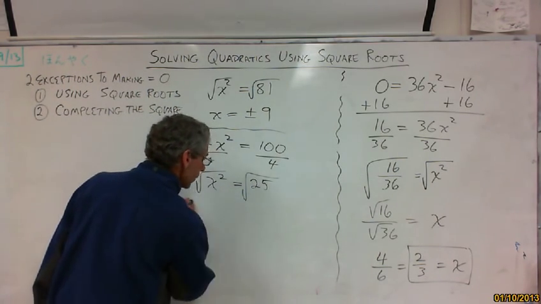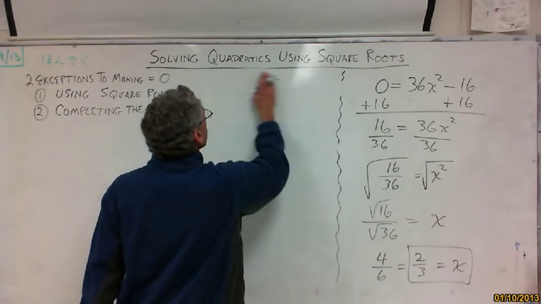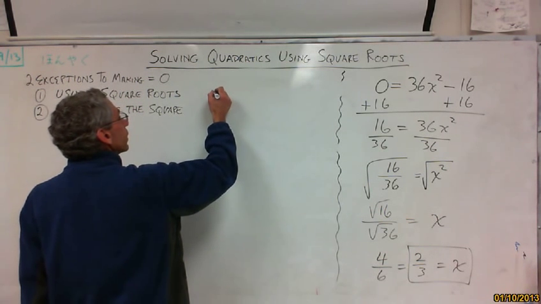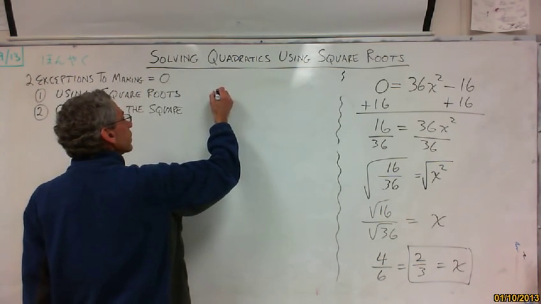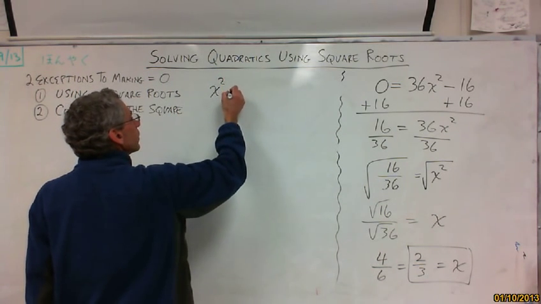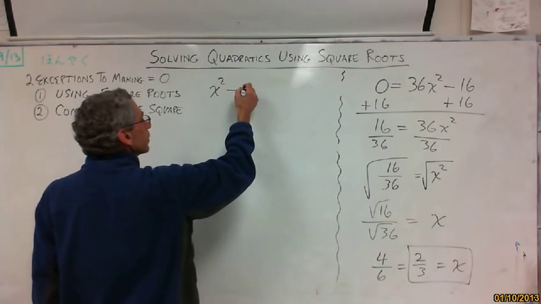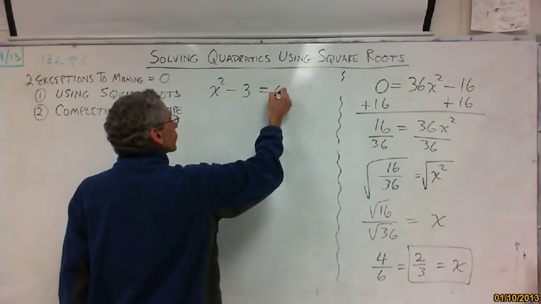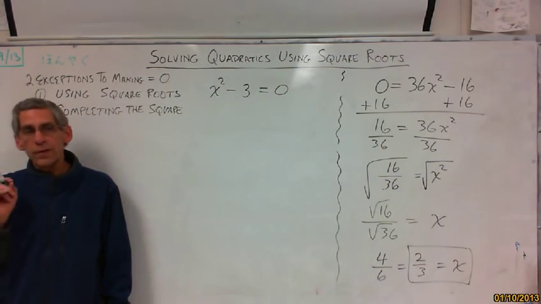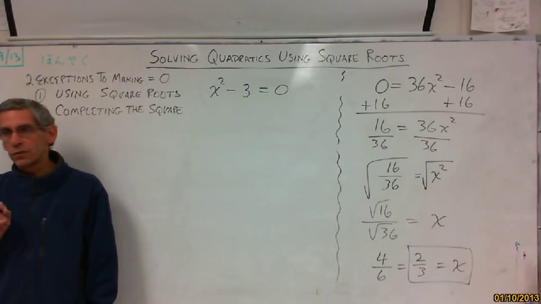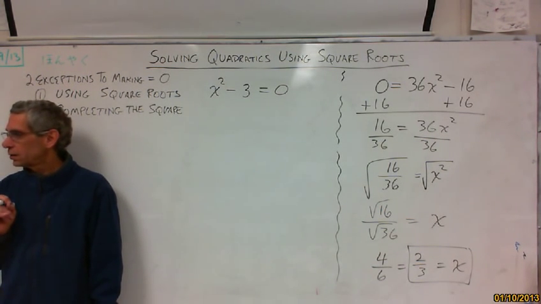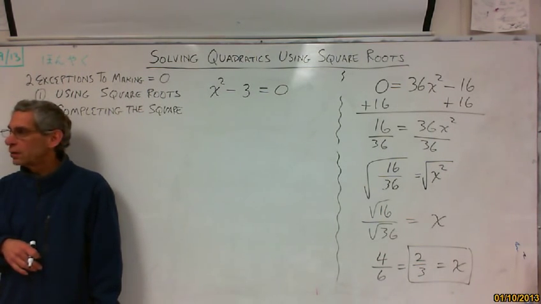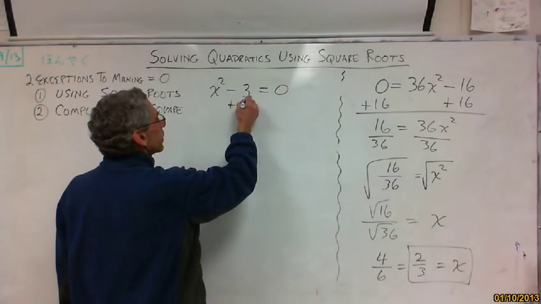Now, what if I gave you something like this? x squared minus 3 equals 0. And I'm asking you to solve this using square roots. What would you do? You're slowly getting harder, so that's making you think. Well, what would you do? Add 3, right? Add 3.